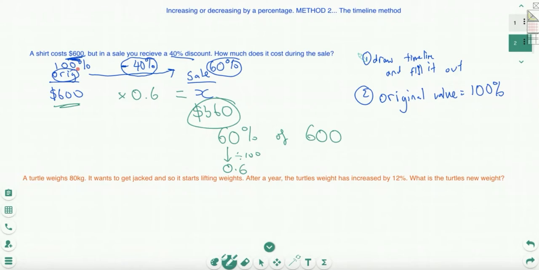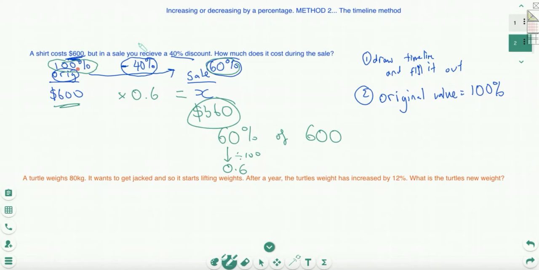So the key to this question is drawing out a timeline and filling it out, and recognizing that the original price of anything is always 100%, because you're not receiving a discount, you're not paying anything extra, you're just paying the full price, which is 100%, and you're knocking off 40%, so you're only paying 60%. So 60% of 600, so 60% is 0.6, so 600 times 0.6 gives us our answer. Let's go into the next question.